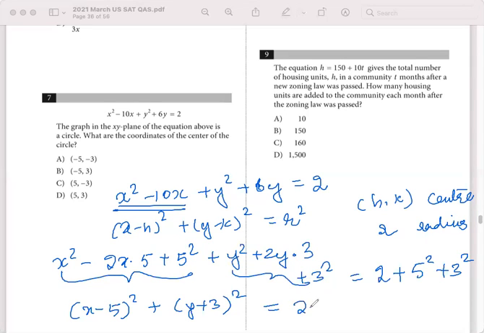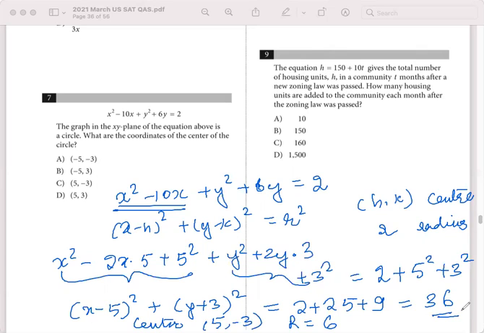And here we get 2 plus 25 plus 9, which is what? 27, 36. So my center becomes 5 comma negative 3, and my radius becomes 6, because this is r squared, so radius is 6. So my answer is 5 comma negative 3, which is option C.